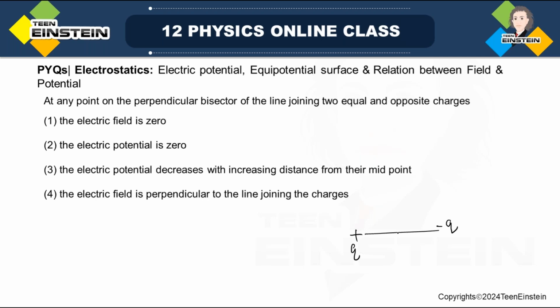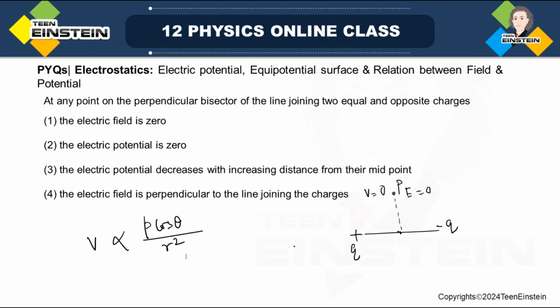Now we have been asked that if I have a point on the perpendicular bisector, anyhow here, what are the options? The option says the electric field is going to be zero here. No, it is not true actually. Electric field is not going to be zero. Electric potential is going to be zero. That is true. I'll tell you why. The electric potential for a dipole will be P cos theta by R square. This is proportional to this. There could be some factor out here, but anyway, this varies like this.